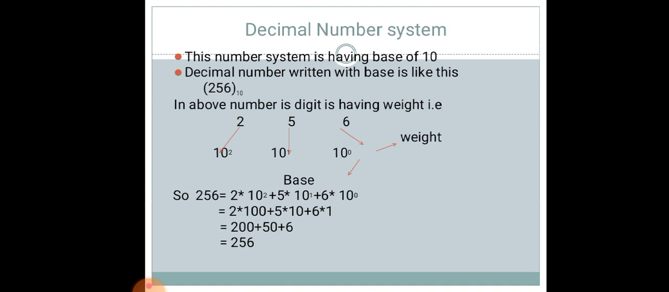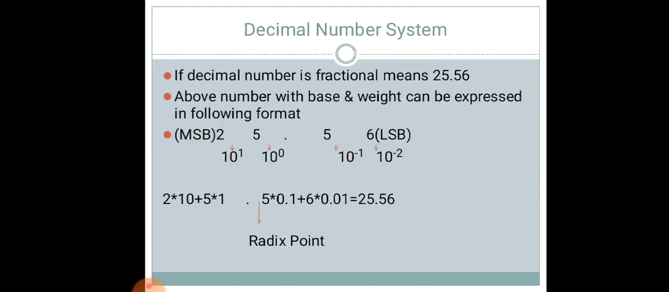And how the weight is put on, we have seen, we have put it on from the right hand side. So the value of weight goes on increasing from 0 towards the left hand side, according to their digits. Now in the decimal number system, if the number is fractional, it means there is an integer part and a fractional part. The number like 25.56 has a decimal point between 25 and 56.